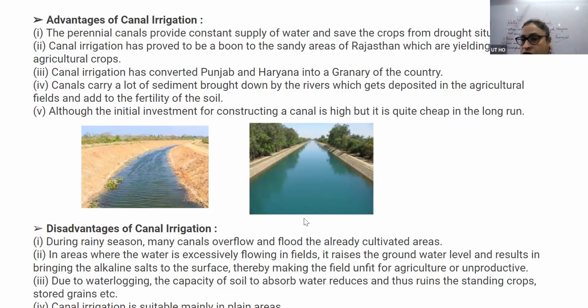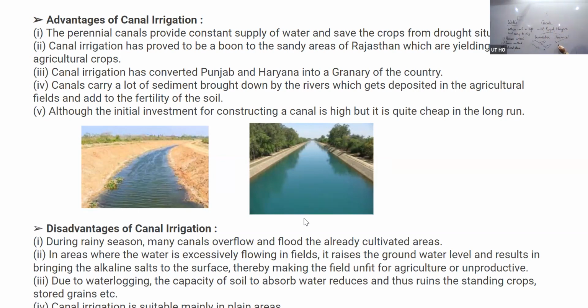Perennial canals provide constant supply of water and save the crops from drought situations. Correct? Drought means when there is less water, when there is scarcity of water, at that time perennial canals are of help. Canal irrigation has proved to be a boon to the sandy areas of Rajasthan, which are yielding good agricultural crops. So there at times when there is less water, perennial canals are helpful in providing water to those areas. Canal irrigation has converted Punjab and Haryana into a granary of the country.